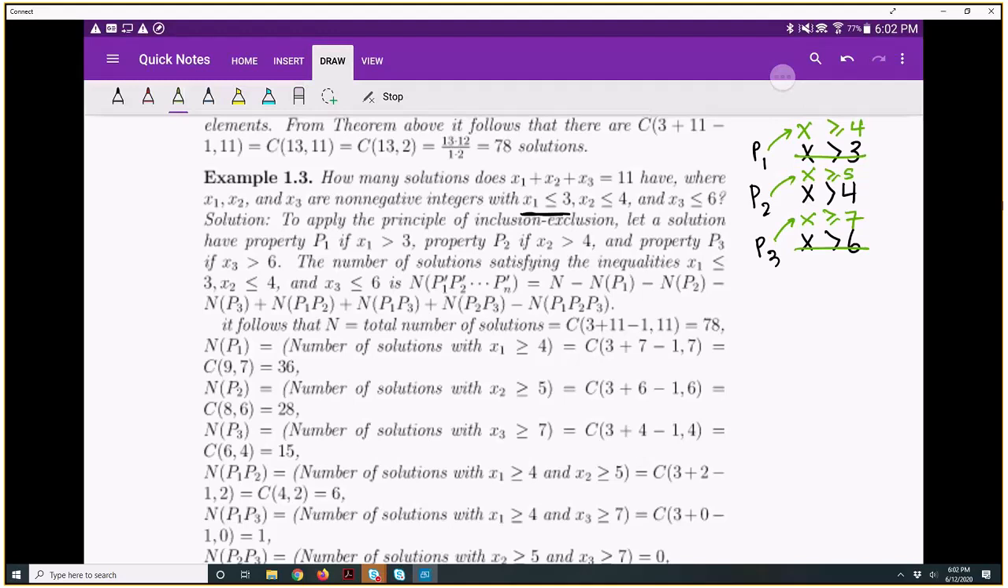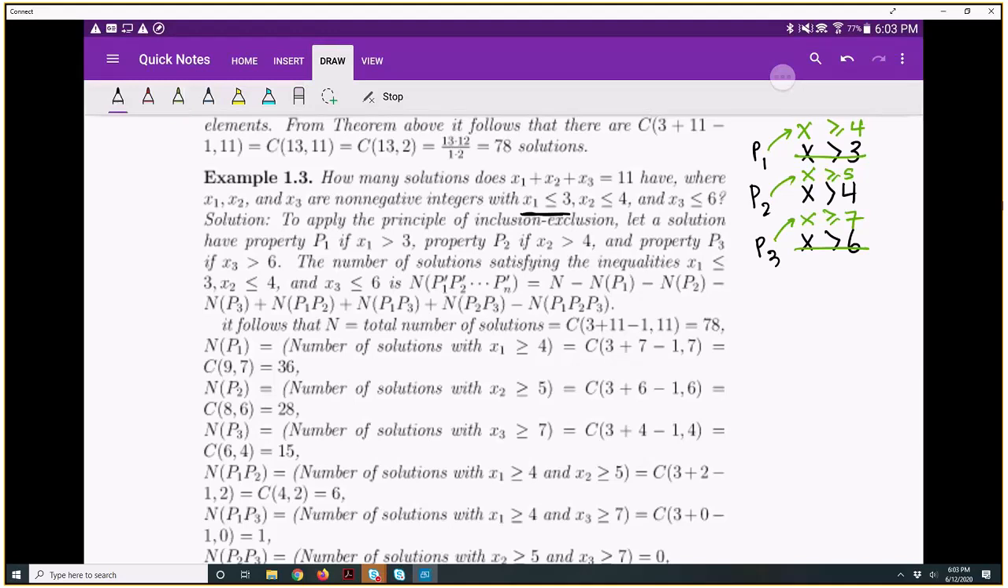And I want to apply my alternate form of inclusion-exclusion to these properties, eliminate them from my total number of solutions, and that will give me the number of solutions that satisfy x1 is less than or equal to 3, x2 is less than or equal to 4, and x3 is less than or equal to 6. Okay, so now we just need to do the counting.